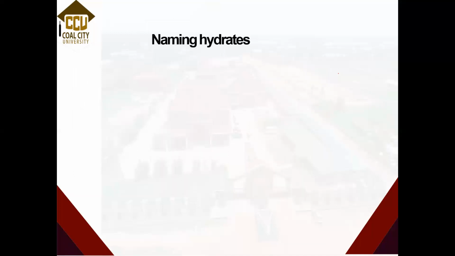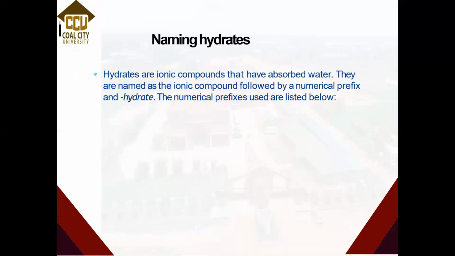Okay, so let's proceed. Now, how do we name hydrates? If we have a hydrate, how do we name it? The first thing is that hydrates are ionic compounds that have absorbed water. So when a compound absorbs water, we call it a hydrate. Any compound that has the ability of absorbing water, when it absorbs the water, forms a new compound called a hydrate. They are named as the ionic compound followed by a numeric prefix and hydrate. Is that okay?